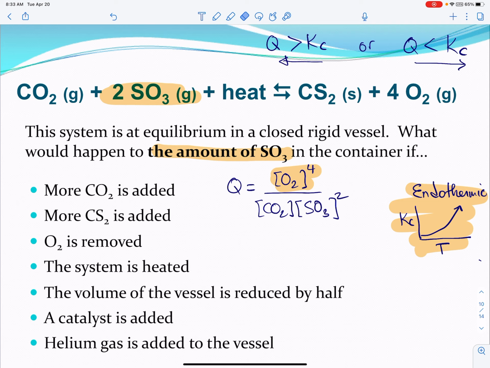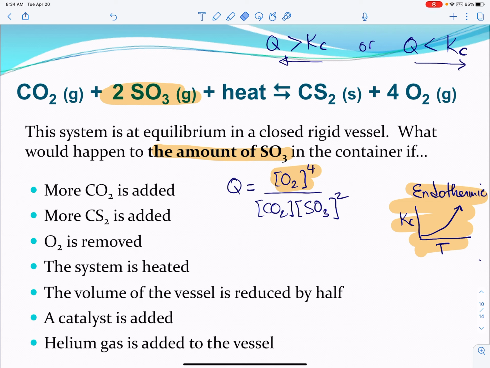So Q did not change, but Kc is now bigger. So that means the next thing to put in your answer would be that Q must be less than Kc. Q didn't change and Kc is now bigger, so Q is less than Kc. And now we're home free. If Q is less than Kc, the reaction will shift forwards. And if it shifts forwards, we'll have less SO3 at the new equilibrium.